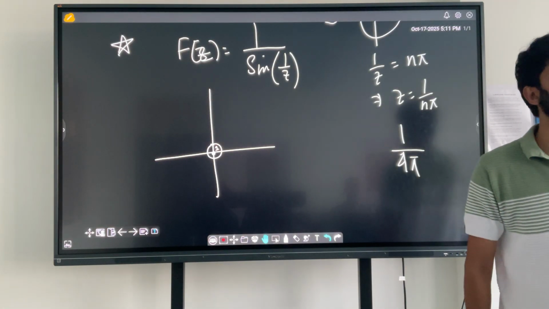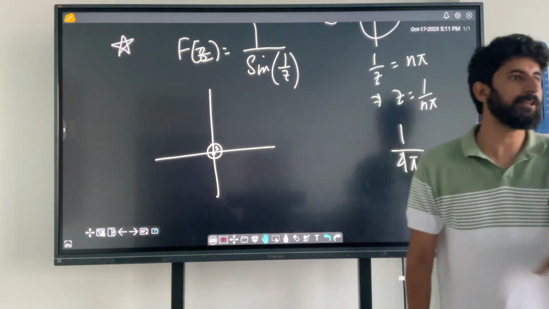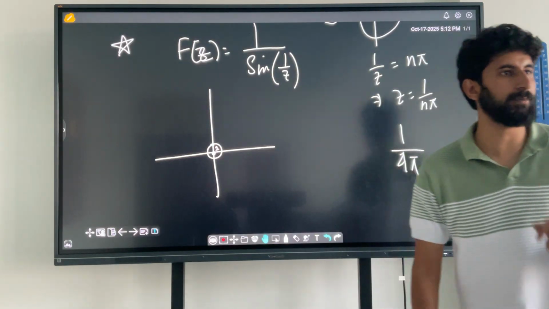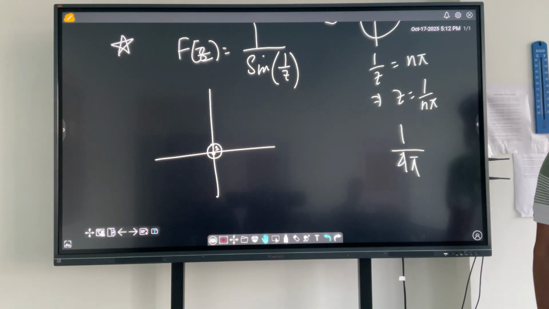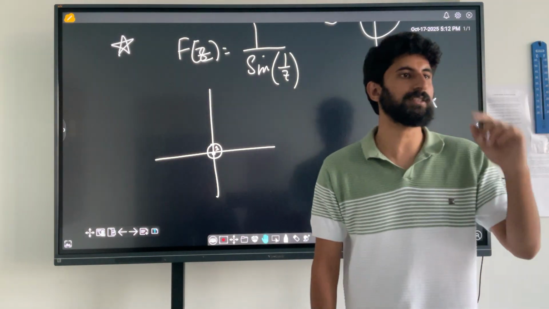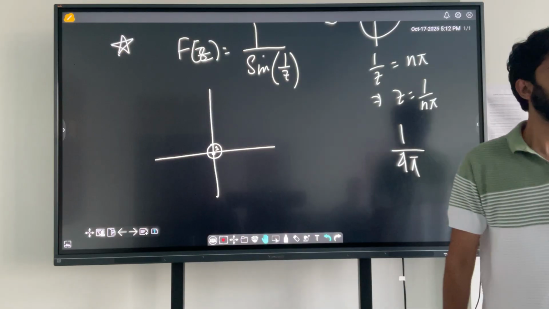That its behavior around that point is 1 divided by z minus z naught to the power n, where z naught is the point we are talking about and n is some finite number. That will be a pole of order n. Simple pole means order is 1.